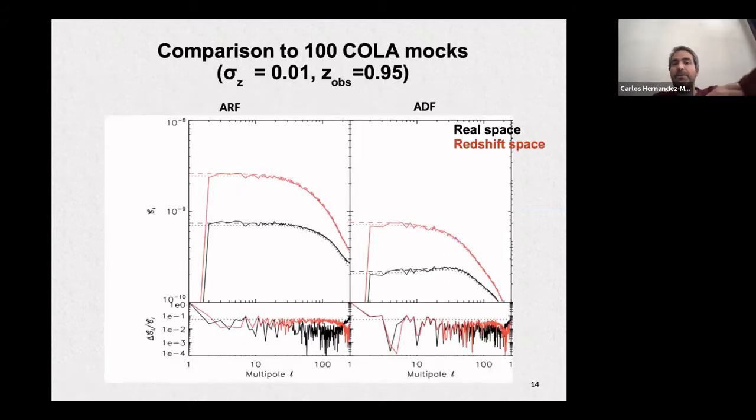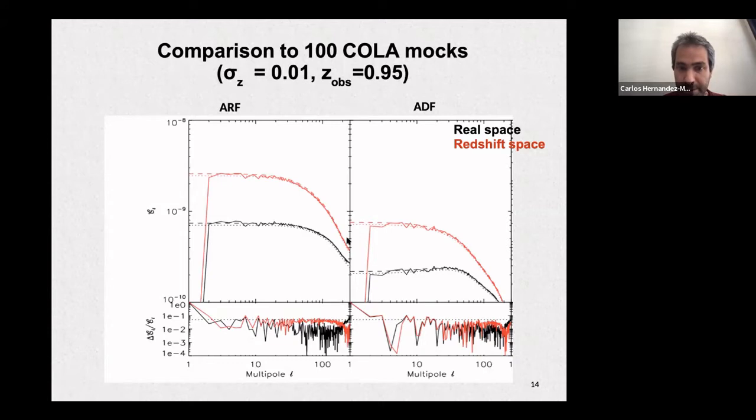Then we compare our theoretical expectations with the output of 100 Coulomb-Mach for this central redshift, for the Gaussian shell and its width. What I'm showing here are results in real and in redshift space. The dashed line is the theoretical prediction. The dotted line is just below by 5%. And here is the relative error, right?